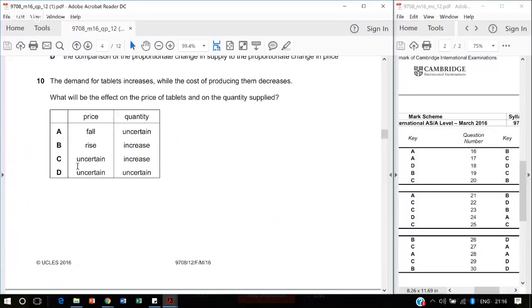So the best answer here is going to be an uncertain change in the price, depending on which one moves more, whether the cost falls more or the demand increases more, and we see an increase in the quantity.